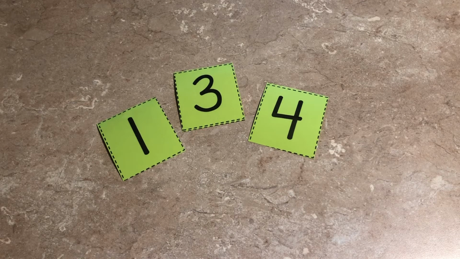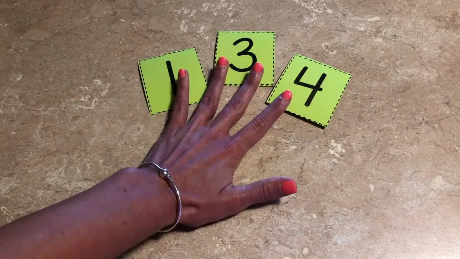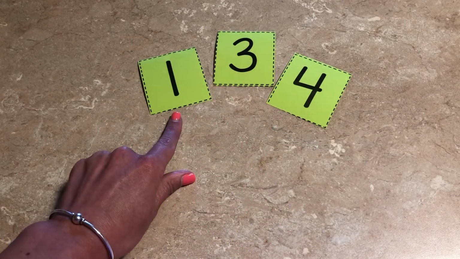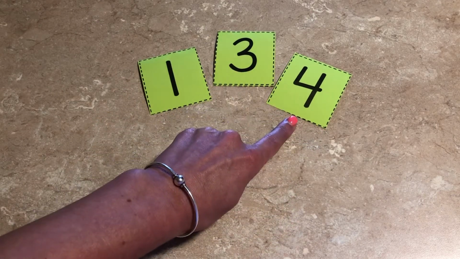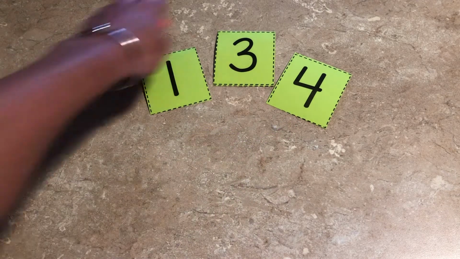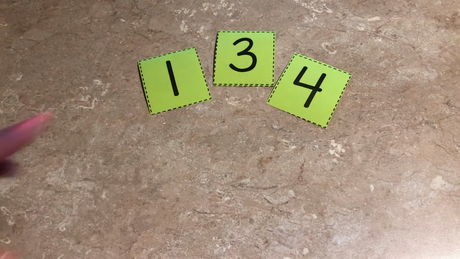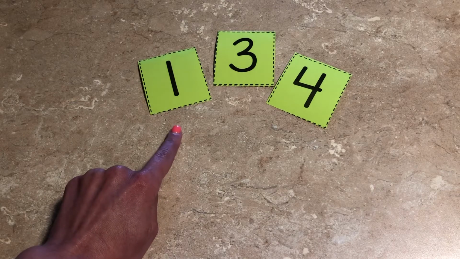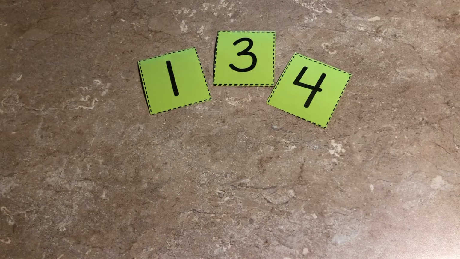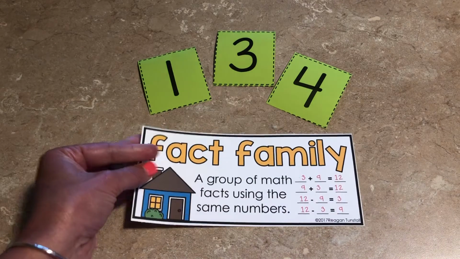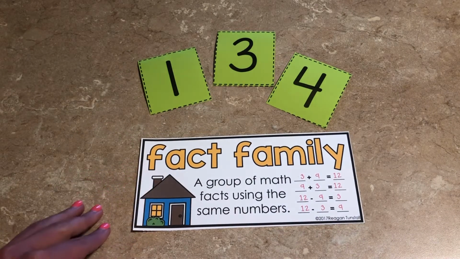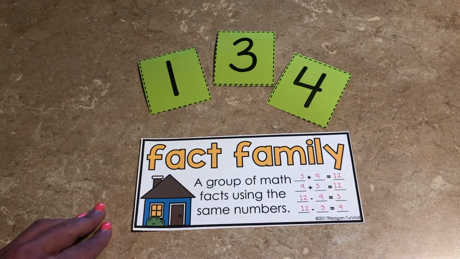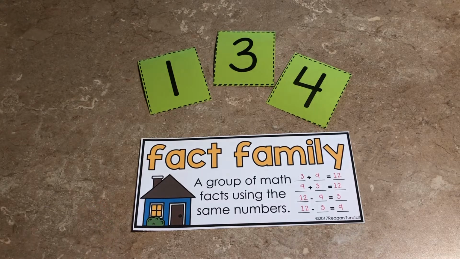So to review, I have three numbers here. I have 1, 3, and 4. These three numbers have a relationship. They are related to each other. Just like you are related to your family members, these numbers are related to each other. And that is called a fact family. A fact family is a group of math facts using the same numbers.